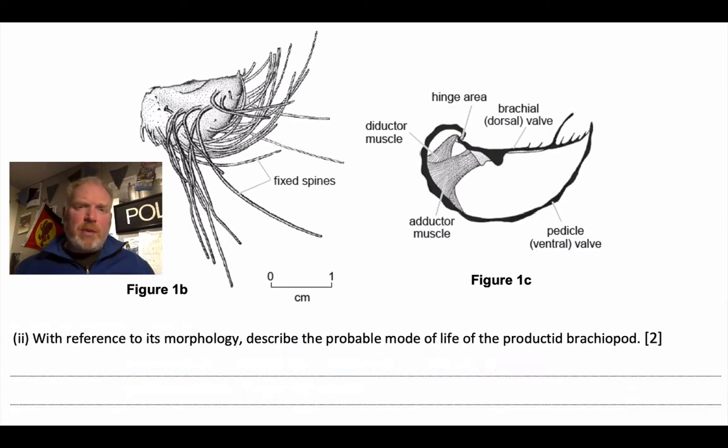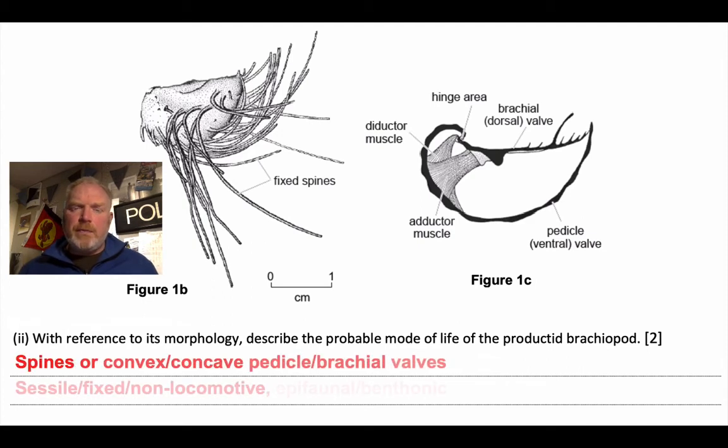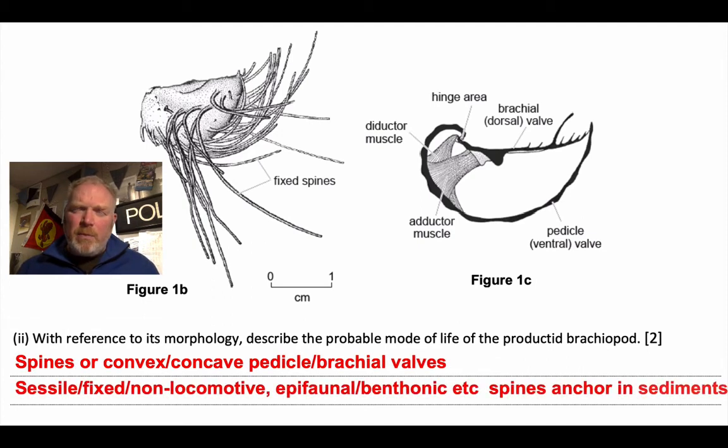We can also tell something about how they lived. The fact that we've got a large concave shell, a small convex shell, shows us that these things probably sat in one place rather than swam around. Even more obviously, these fixed spines are clearly not something an animal that moved around would have had carried with it. Those fixed spines are clearly there to hold it in place. Probably fixed in the mud in the bottom of the sea, perhaps partly even buried in that mud, with those spines anchoring it in place.